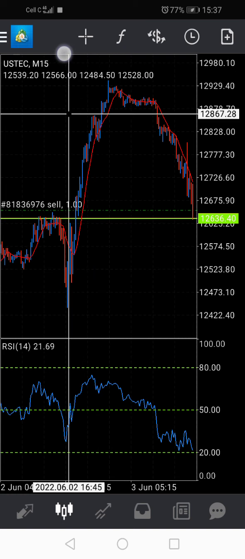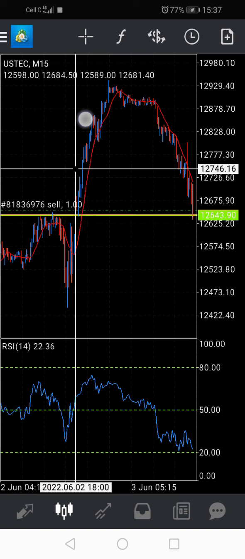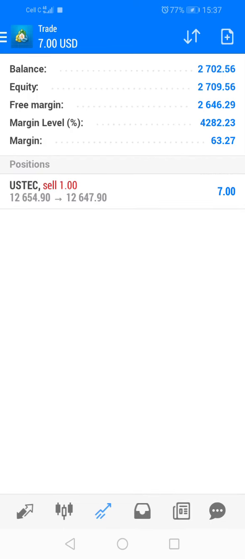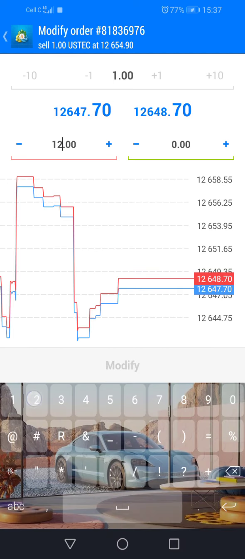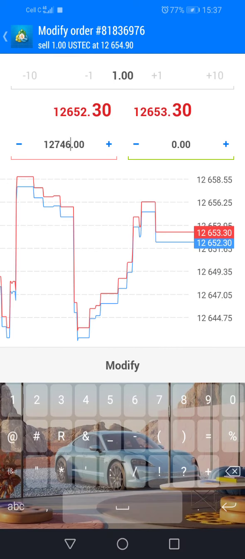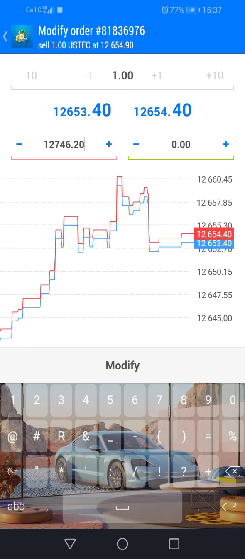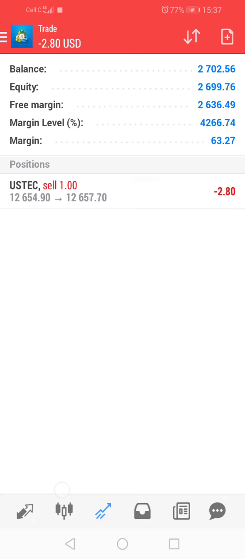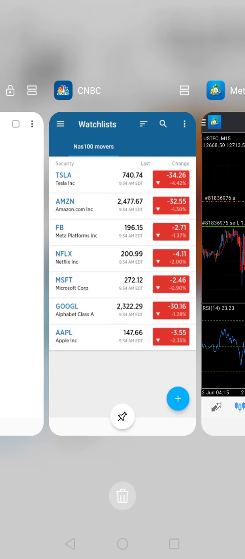No, that's too high. I'm gonna go above the moving average, somewhere here at 12.746.20. There we go. And we're just gonna watch it from here and continuously pay attention to our NAS 100 movers.